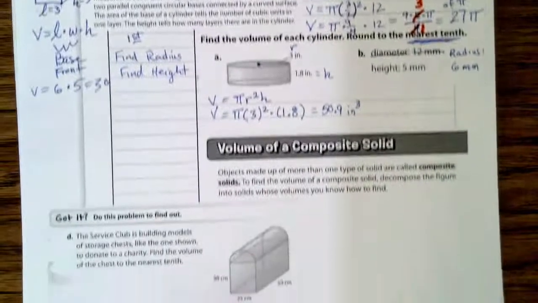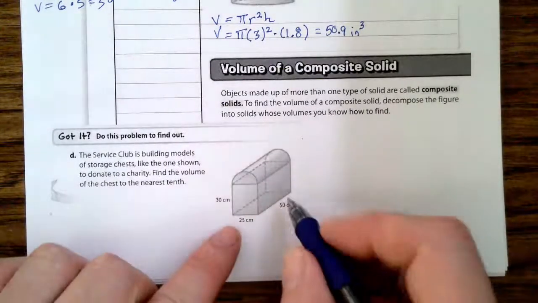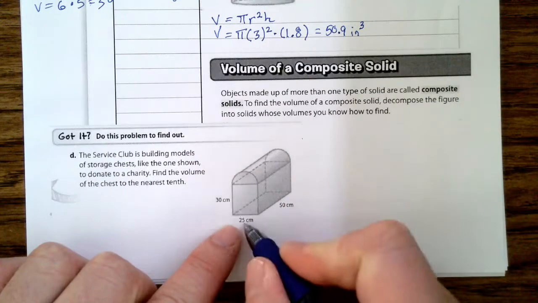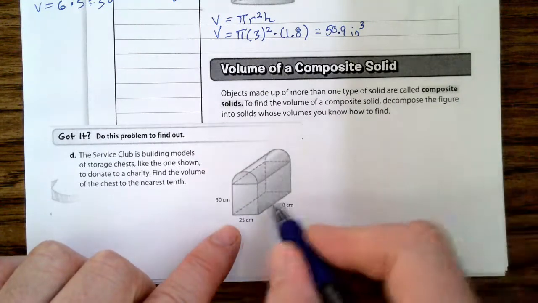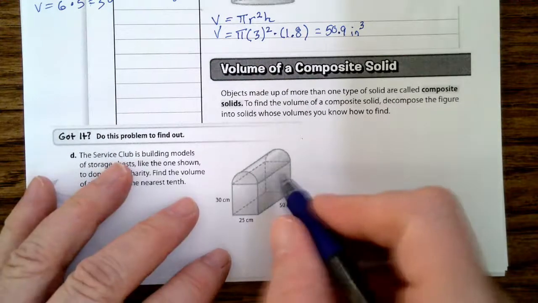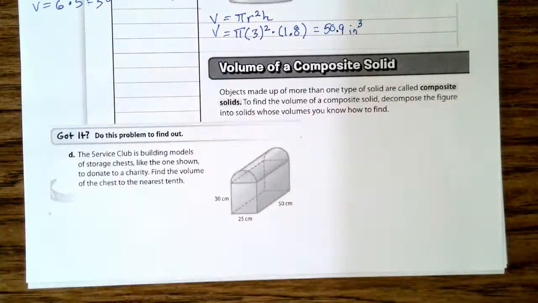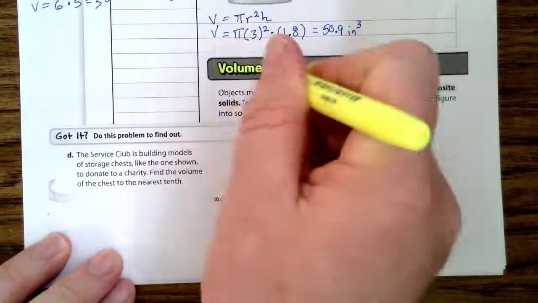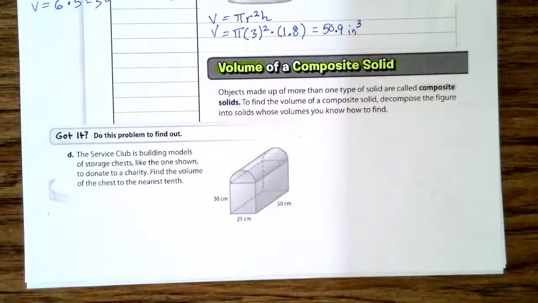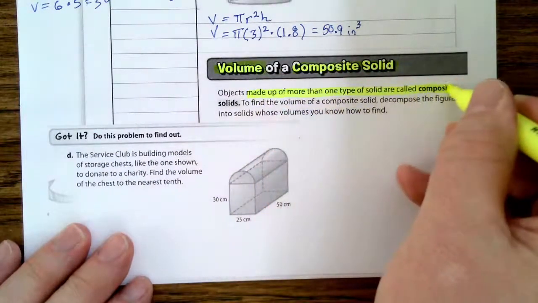That leads us to the volume of a composite solid. So here, be careful. I could call this the height and the length and the width, or I could call it something else, and that could become interesting. Let's start with what a composite solid actually is. Volume of a composite solid. The composite solid, it's right here, is made up of more than one type of solid.